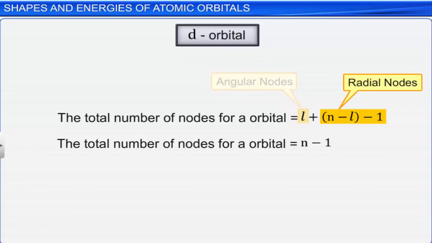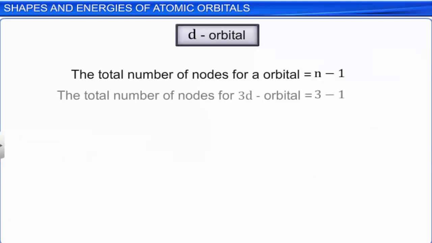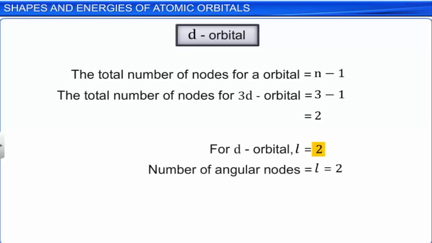For example, let us calculate the total number of nodes for 3d, which is given by the expression n-1. As the value of n is equal to 3, by substituting the value of n in this expression, we get the total number of nodes as 2. The value of l for d orbital is 2, and hence the number of angular nodes is 2 for 3d. As the value of n is equal to 3, the number of radial nodes as per the formula is equal to 0.